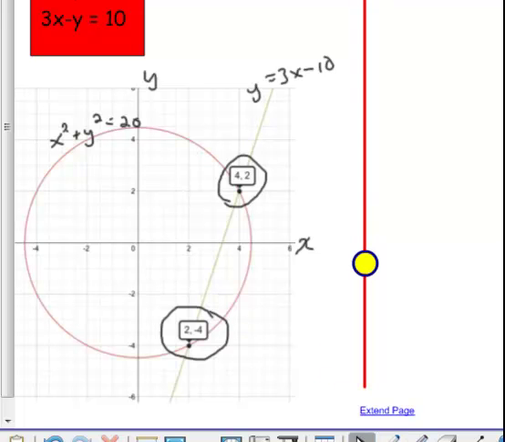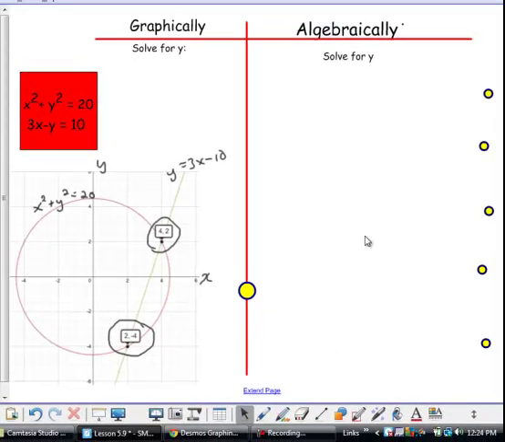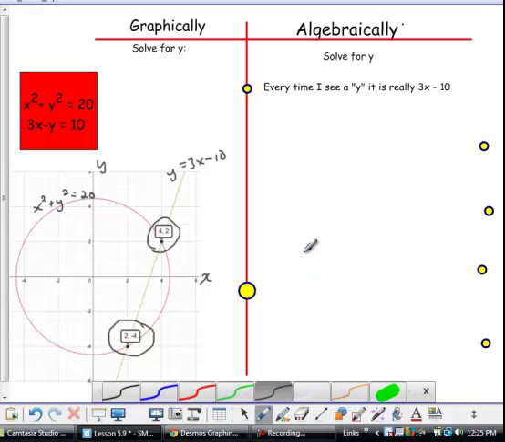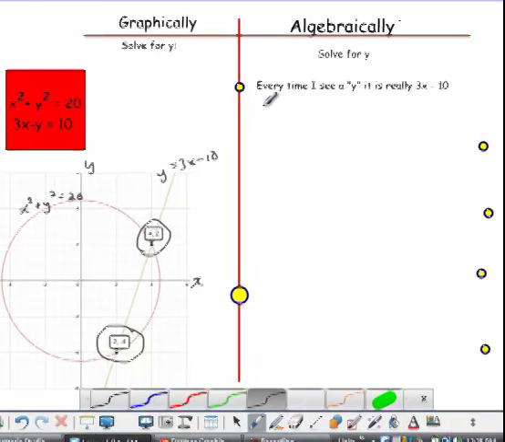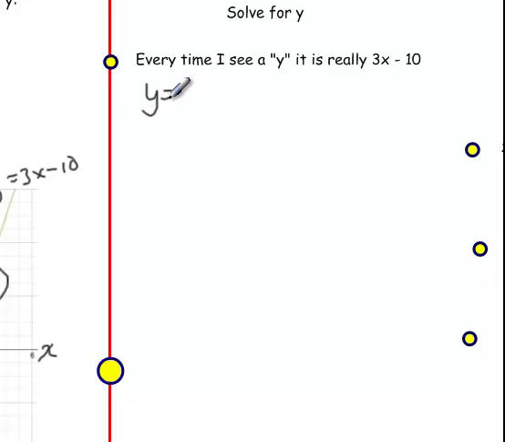Algebraically, well, now that we know what our answers are, we can do it algebraically also. Always, we're going to start off solving for y. Because then I can do, if you remember from 9th grade, substitution. If we remember, we took this line and we solved it for y equals 3x minus 10. So that means every time I see the variable y, I can replace it with 3x minus 10.